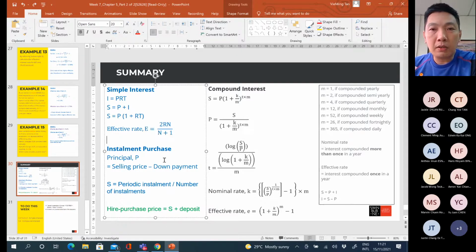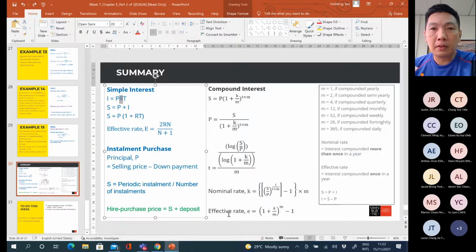Sometimes the question may ask you to calculate the effective rate, which is equivalent to the flat rate. This is the flat rate. The effective rate is also called the reducing balance interest rate or annual rate. So you can use this formula to apply. Don't get confused: this effective rate and this effective rate are different. This one is to calculate the equivalent effective rate for simple interest. This one is for compound interest calculation.